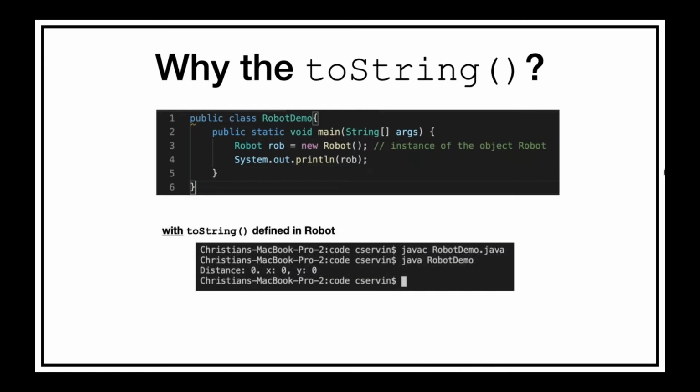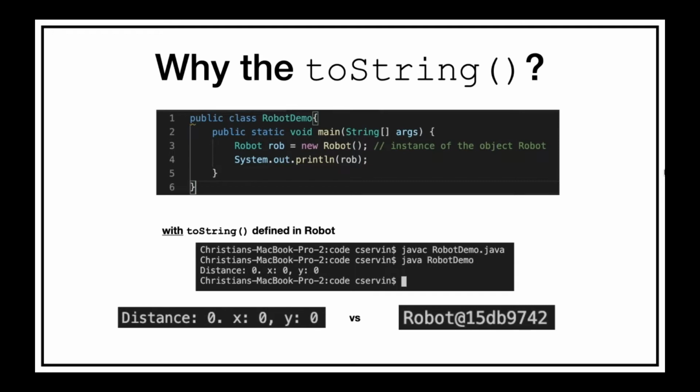But what happens if we define a toString in the class Robot, similar to the one that we showed in the past? Well, if we save, compile, and run this program, we get a very different output. Now we have the distance, the value of x, and the value of y. Notice that we didn't do anything different from RobotDemo. This is more informative versus the other one.